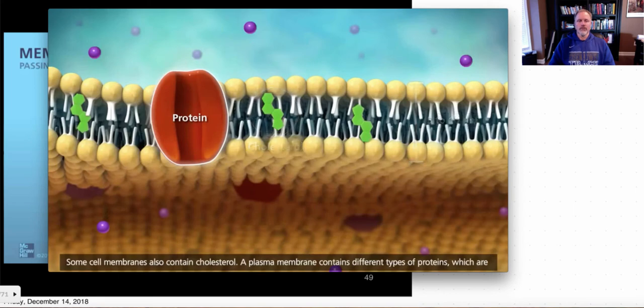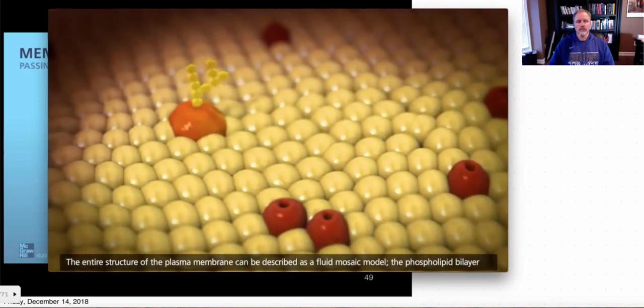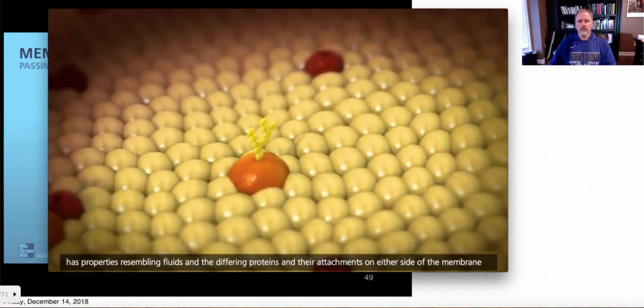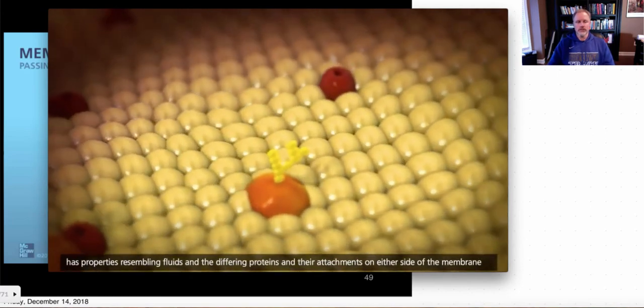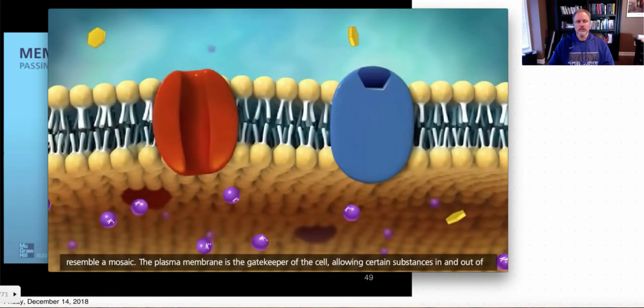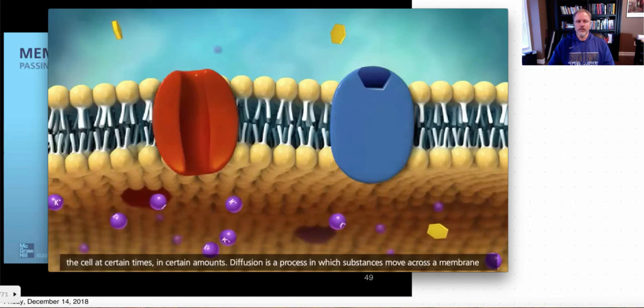A plasma membrane contains different types of proteins which are specific to the particular function of the cell. These proteins also enable the cell to interact with its environment. The entire structure of the plasma membrane can be described as a fluid mosaic model. The phospholipid bilayer has properties resembling fluids, and the differing proteins and their attachments on either side of the membrane resemble a mosaic. The plasma membrane is the gatekeeper of the cell, allowing certain substances in and out of the cell at certain times in certain amounts.